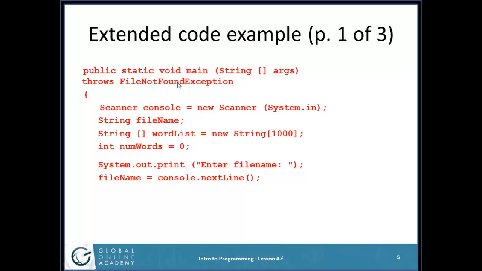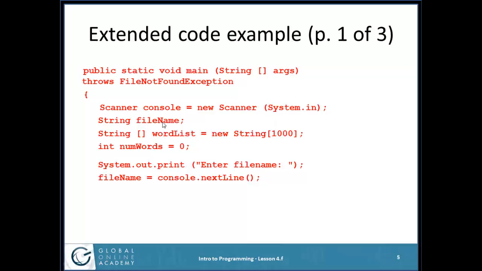I've got a public static void main string args. I've added this new phrase, throws file not found exception. Now I'm going to have 2 scanners in this program. One of them is going to be my standard system in, so that I can type something on the console. Then on the next page you'll see that I'm going to put another scanner in for my file. Why am I doing this? Because I'm going to ask you, the user, to type in, hey, what's the file name you want me to read? So, scanner console is new scanner system in.